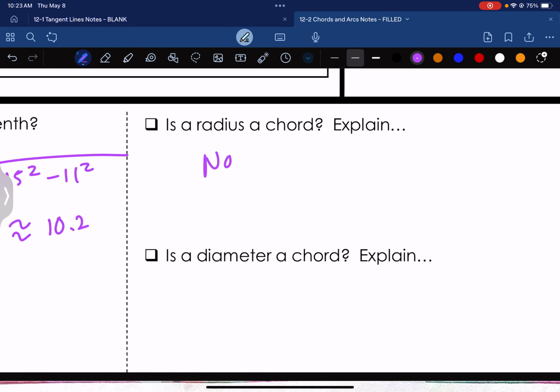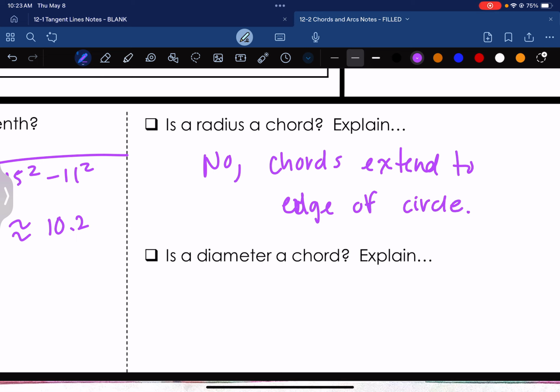And then, is the radius a chord? We'll say no. Chords extend all the way to the edge of the circle. Is the diameter a chord? Yes. We'll just say yes.